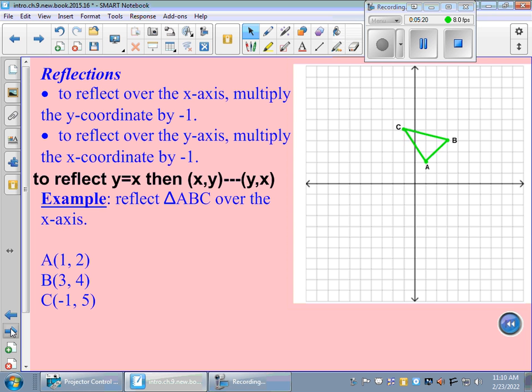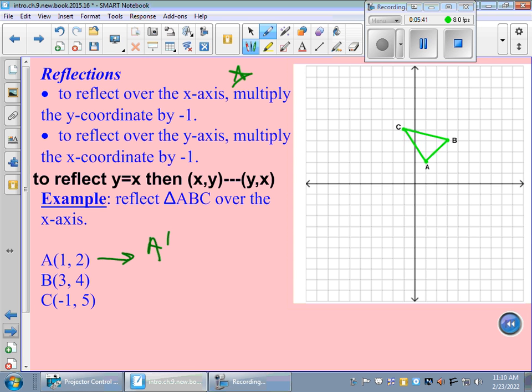To reflect over y equals x, we have our original ordered pair xy becomes yx. This example, they want us to reflect over the x-axis. So we are going to reflect over the x-axis, multiply the y-coordinate by -1. So the x stays the same.